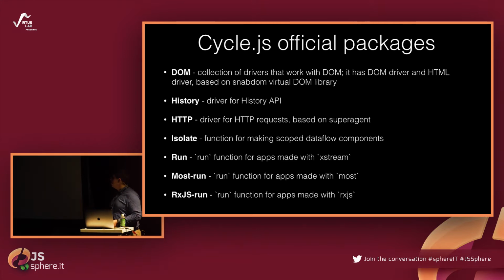History API, so if you want to create routing, there's a history driver to help you with the history API. Same thing with HTTP, if you want to send some requests. There's isolate, a function that will help you isolate your components so you can compose them later. And there are 3 run methods. The first one I showed is just run, a run function that works with Xstream. Then if you want to use most.js or RxJS, there are most run or RxJS run modules.